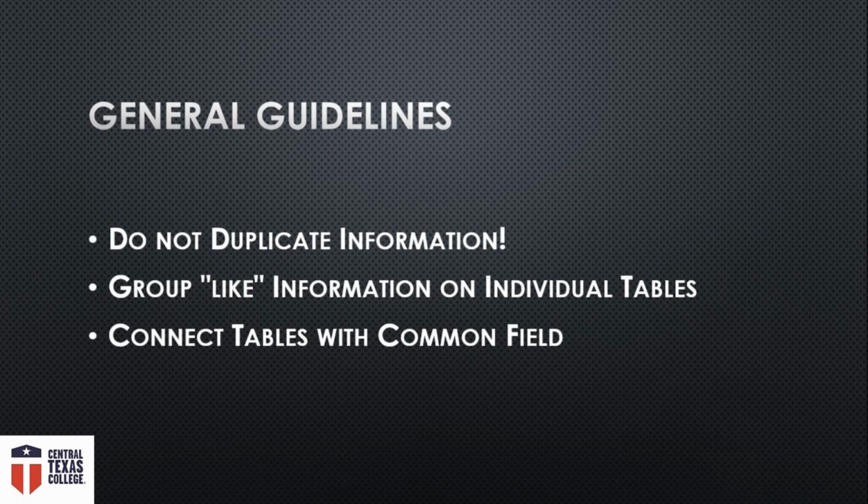Some general guidelines to follow when creating an Access database. Number one, do not duplicate information. The only type of information that you should duplicate would be a primary key field, which is an ID number, something of that nature. But you don't want an ID number, last name, first name, and address in this field, and then ID number, last name, first name, and address in this field. That's a complete duplicate of information. You get rid of the name and the address, and you just leave the ID number and then link those fields together.